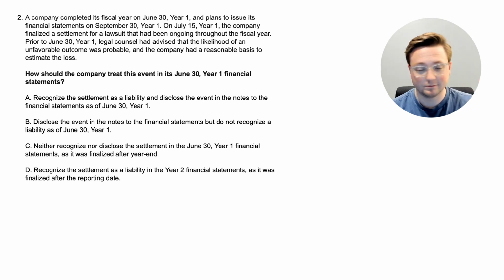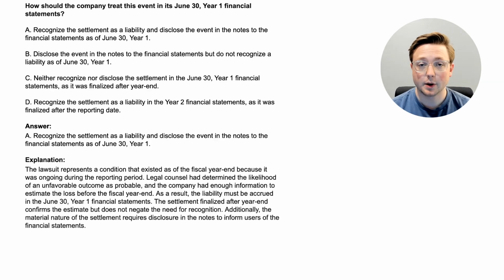If you've seen this before, that's great. You already probably know the answer. If not, let's go ahead and look at the answer together to figure out if this is treated differently. All right, here we are. The answer is A, they would recognize the settlement as a liability and disclose the event in the notes to the financial statements as of June 30th Year 1. So this is a different kind of subsequent event.